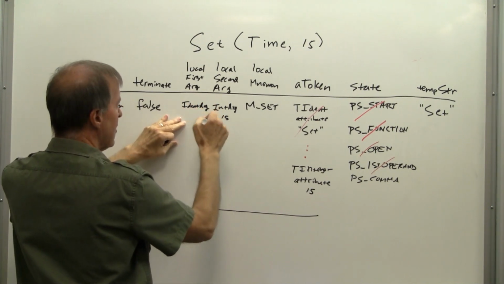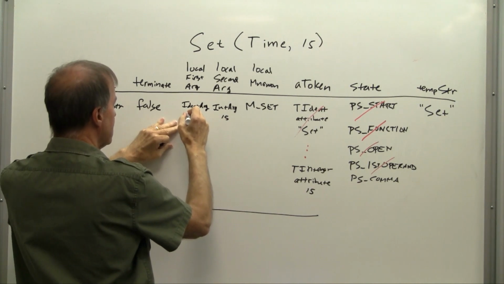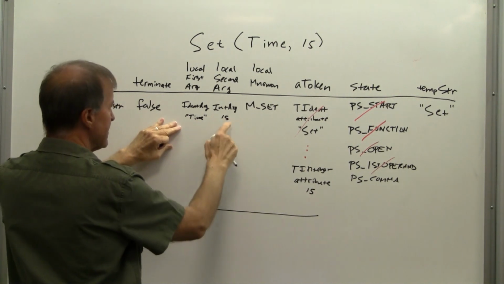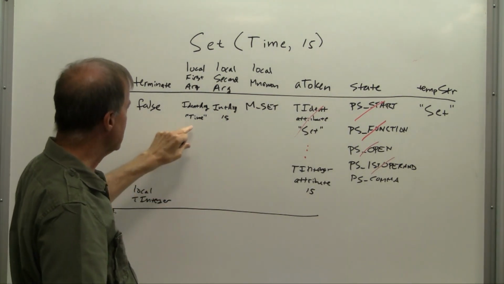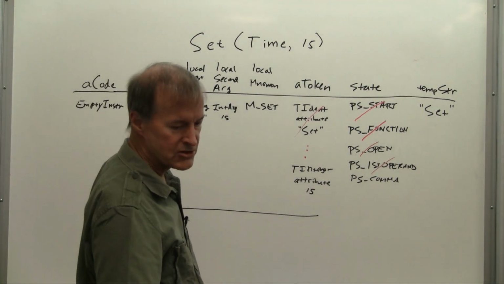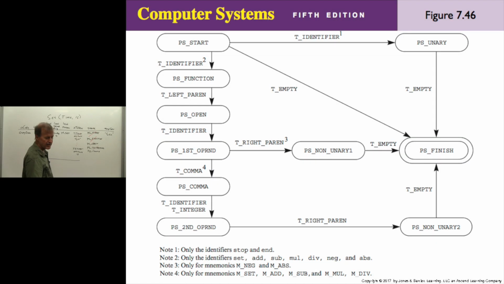This would have been an ident arg with quote time, and this is an int arg with 15. Okay, so when did we create that? Let's go back to our finite state machine and see when that got created. That would have been created when we were in what? PS open. Are you with me? Do you see here in figure 7.46?